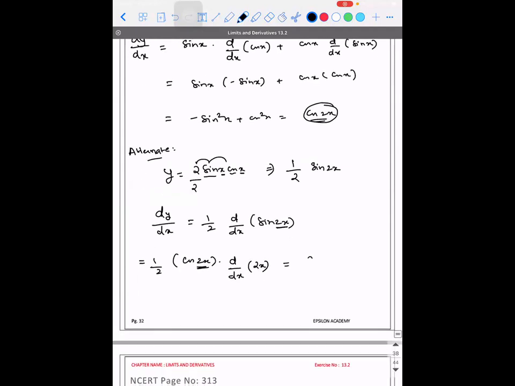So cos 2x into 2, by 2 into 2. So 2 and 2 will get cancelled. You will still get the answer as cos 2x. This and this are the same. Okay. So whenever you have trigonometry involved, you can actually do it in multiple ways.